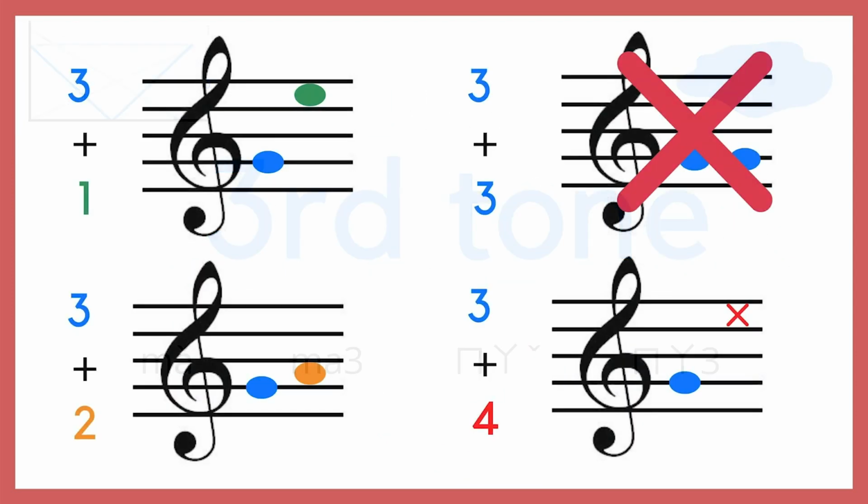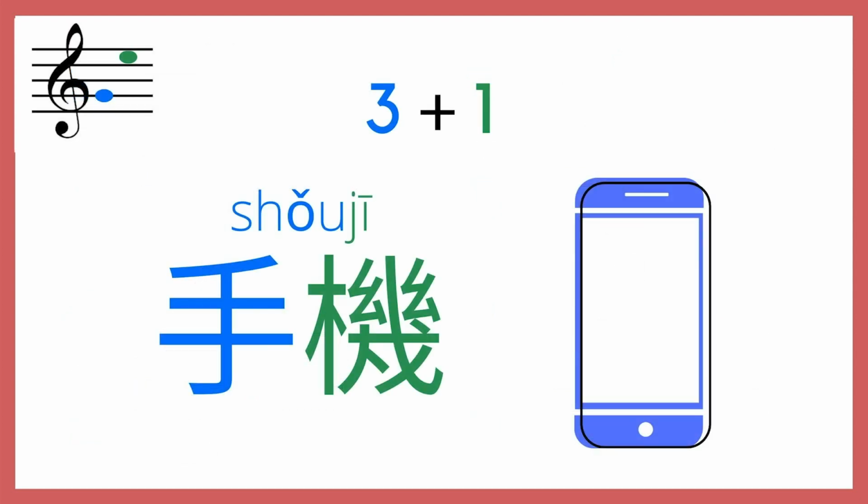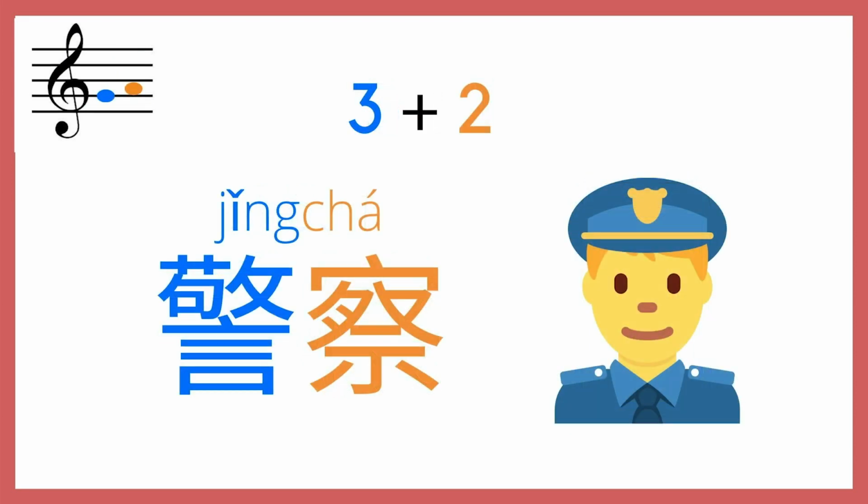Here again is our musical staff for our musical people. Notice that the 3-3 combo is crossed out. We're going to talk about that in a bit, so keep an eye out for a weird pronunciation warning. First, we have our third tone, first tone combo, ma. And our sample word is 手机, which means cell phone. Then we have 3-2, ma, and the sample word 警察, which means police.